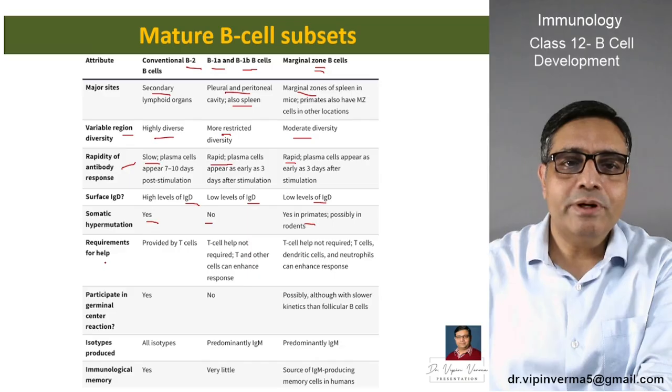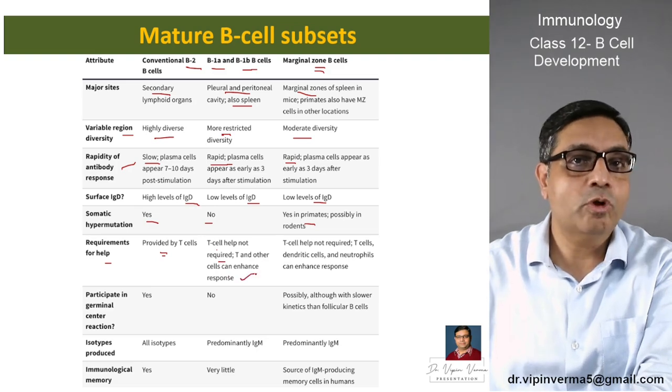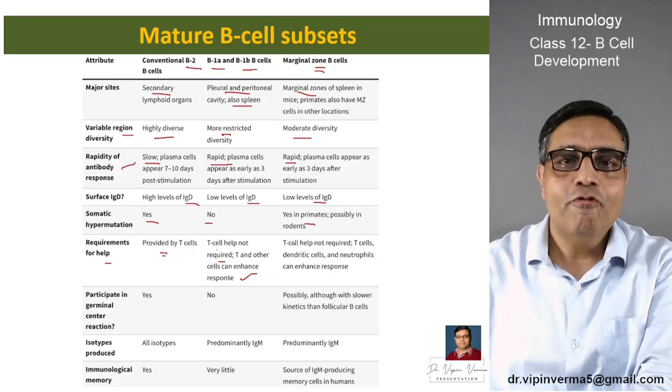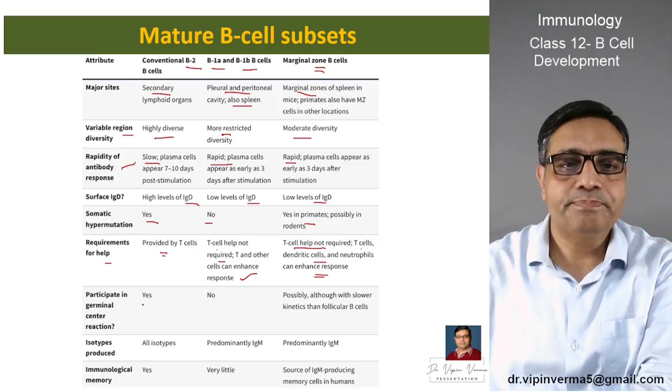And requirement for help: in the case of conventional B2 B cells, it is provided by T cells, while in B1A B cells, T cell help is not required, while T and other cells can enhance response, although help is not required. Whereas in the case of marginal zone B cells, T cell help is not required, while T cells, dendritic cells and neutrophils can enhance the response. So help is needed here in the conventional B2 B cells.